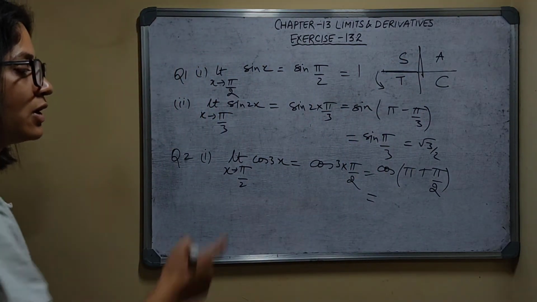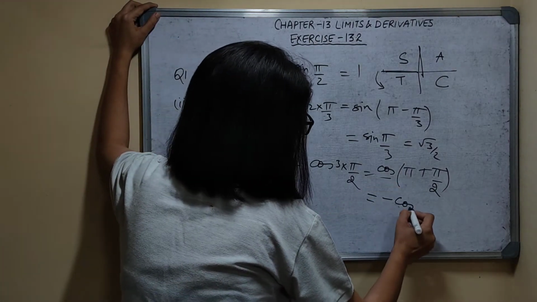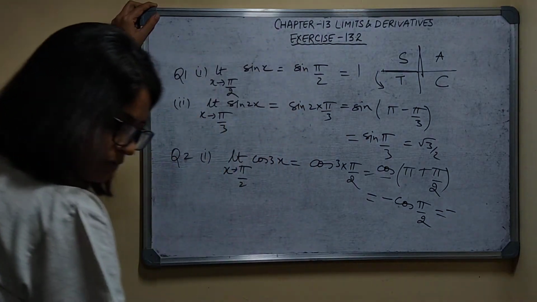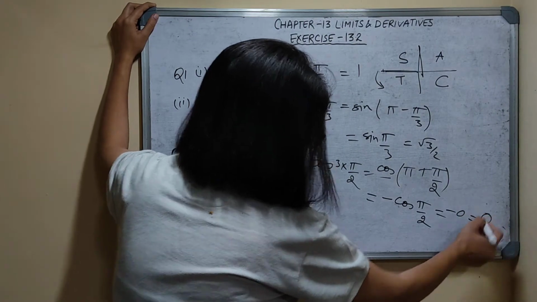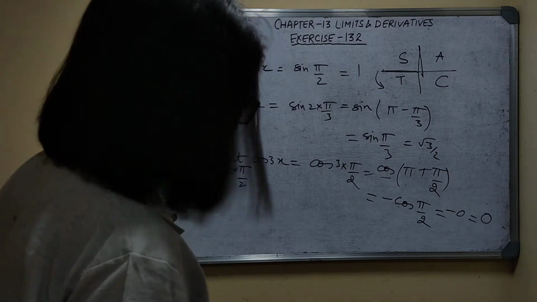So in third quadrant only tan is positive. So cos will be what? Negative. So minus cos pi by 2. So minus cos pi by 2 is what? 0. So answer is what? Cos 90 is what? 0. So answer is 0.